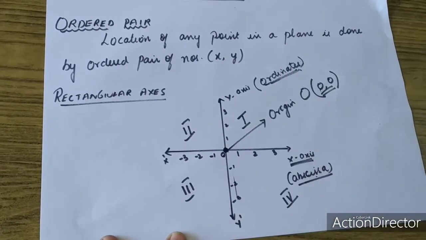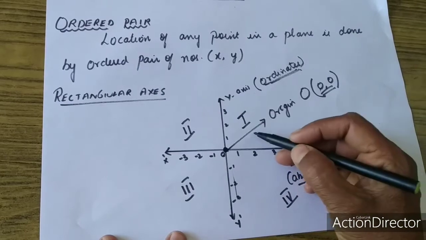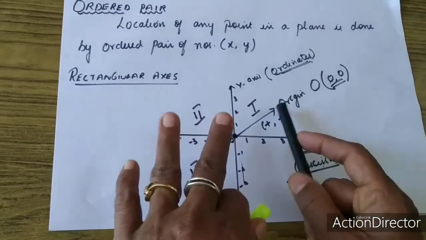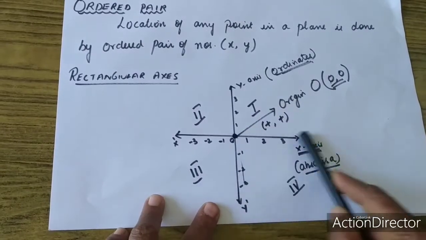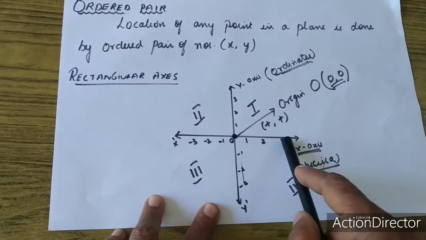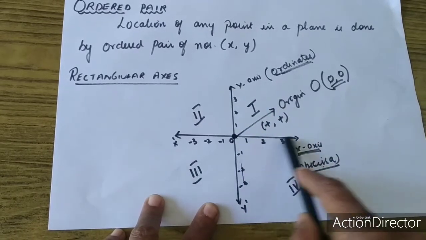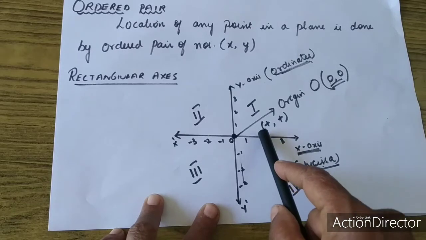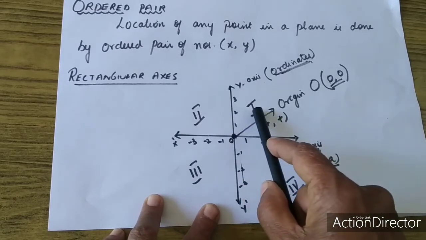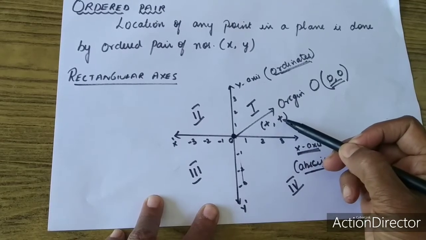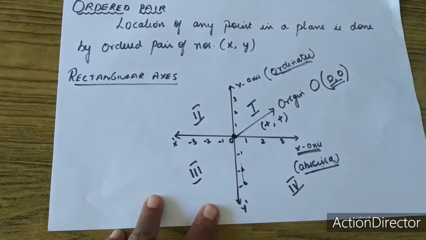In the first quadrant, x is positive and y is positive. Quadrant means one fourth. If you observe this quadrant, x is positive and y is also positive. So whenever x is positive and y is positive, we mark the point in the first quadrant.